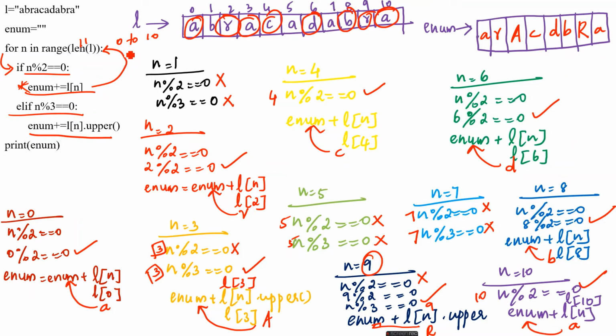Now no more values from the range function. So we'll come out of the loop, print enum. So the output will be the value inside enum. A, R, A, C, D, B, R, A. This will be the output.